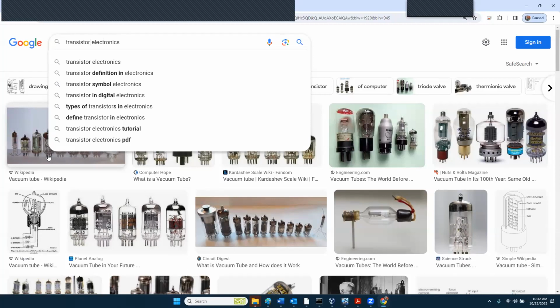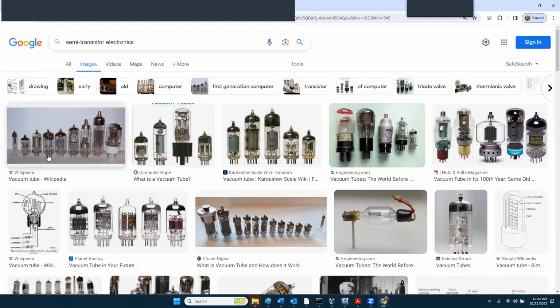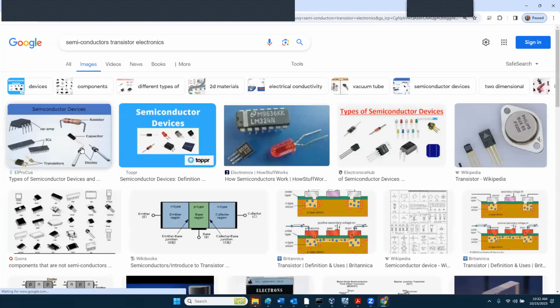We would call these semiconductors. Has anyone ever heard of the term semiconductor? Yes. Thank you. Semiconductors, right?